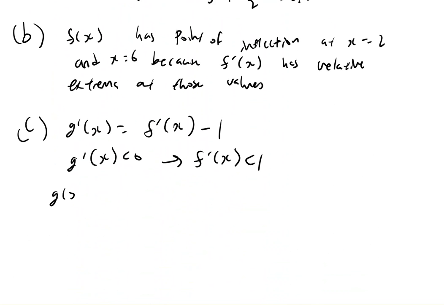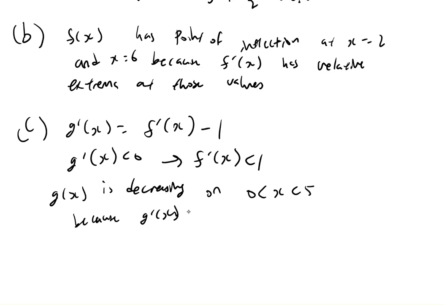And g of x is decreasing on the interval 0 to 5, because g prime of x is less than 0 on that interval.